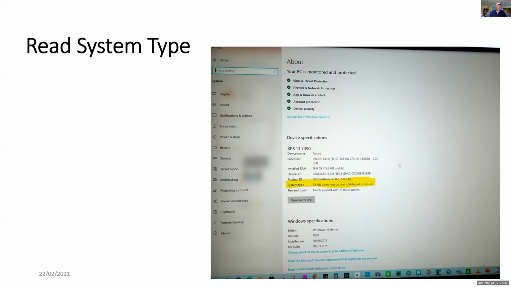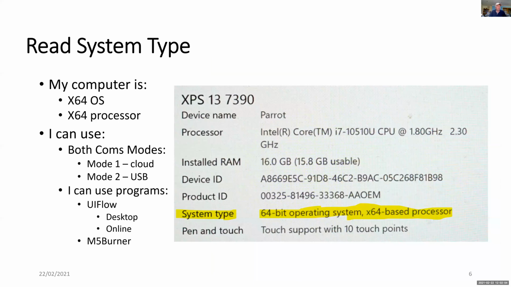So this is telling me my laptop computer is a Dell XPS 13 and it has a system type: it's a 64-bit operating system and a 64-bit processor. So that's good news for me. It means that all the programs from M5Stack will work on my computer, and I can use both communication modes, mode 1 to the cloud, and mode 2 USB. So that's good. What about this computer?